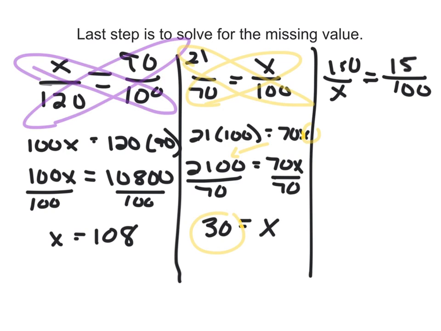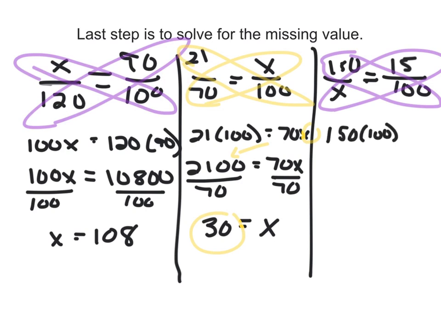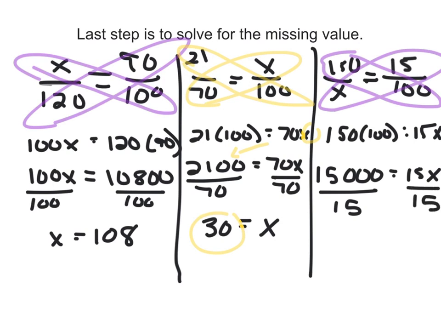All right, and then on the last one again, we're going to set up our cross products. 150 times 100 equals 15x. 150 times 100 is going to be 15,000 equals 15x. I'm at the stage where I need to divide each side by the 15, and I get 1,000 equals x.